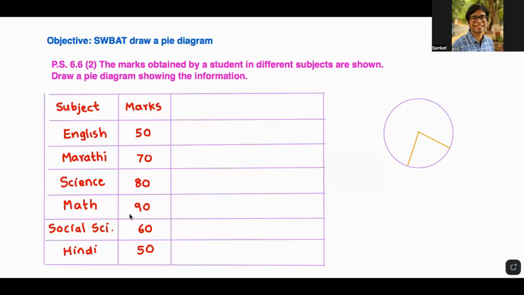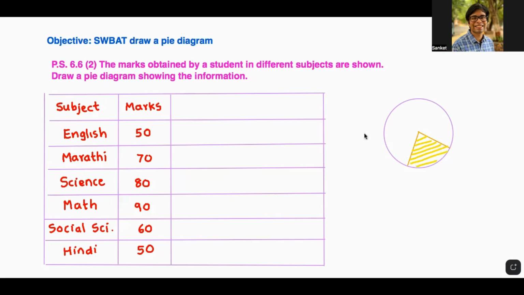So currently this data that we have is in the format of a table, and we need to transform it into a pie diagram, which looks like this. And each of these subject marks will be shown in this pie diagram using different sectors. So to transform this information, for example, if I want to show the English marks using this particular sector, I need to know what central angle this sector corresponds to.